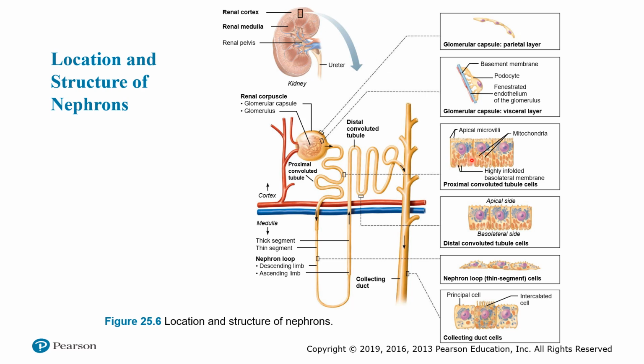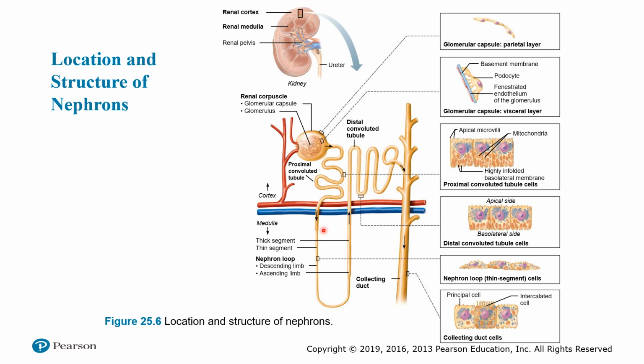mitochondria. Why abundant mitochondria? Because many of the substances which are reabsorbed from the filtrate need to be transported into the blood using energy. So these mitochondria are there because they provide energy. And you have to notice that it has a highly enfolded basolateral membrane. So this is our proximal convoluted tubule, and it continues into the loop of Henle.